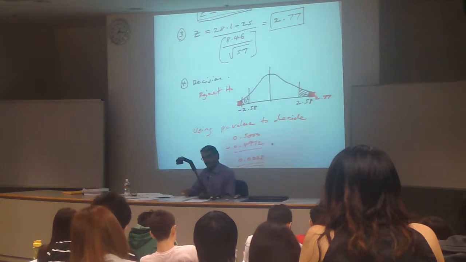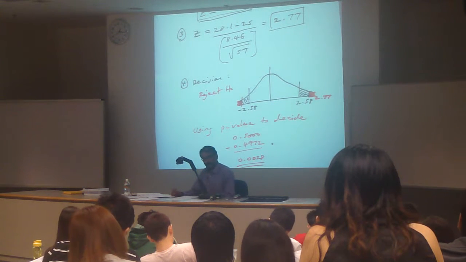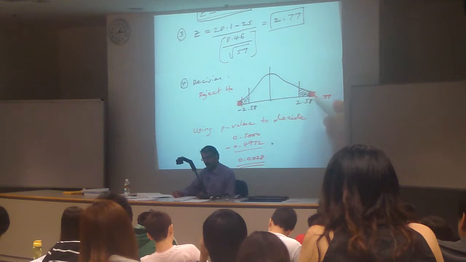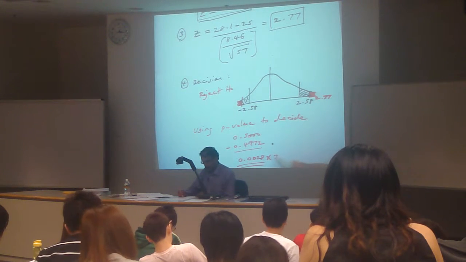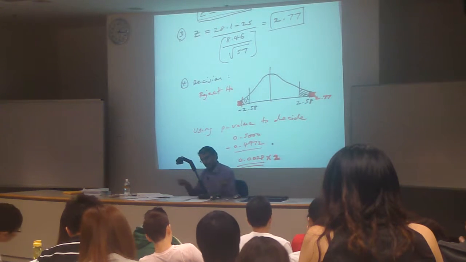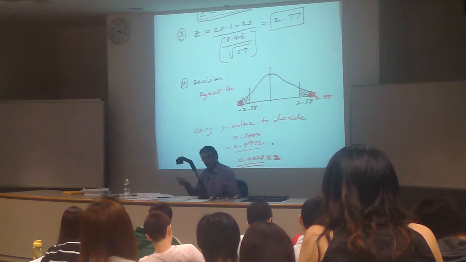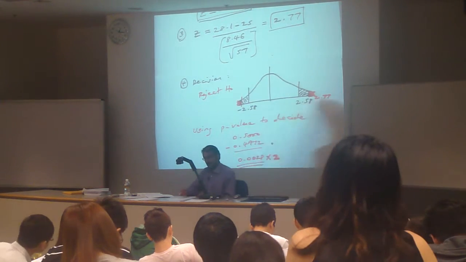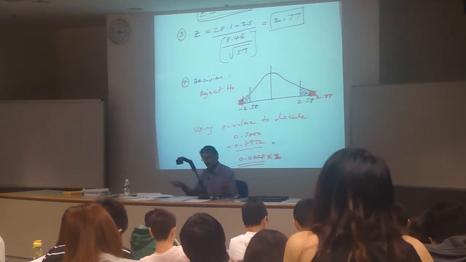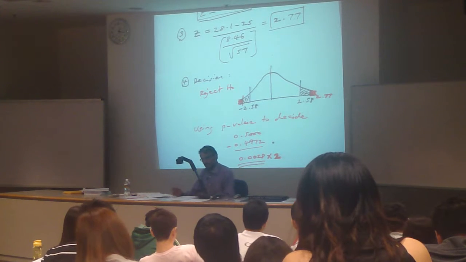Is this one tail or two tail? Whenever two tail, you must take the answer that you discovered and multiply by what? 2. Why multiply by 2? Because the p-value also goes how many sides? In a two-tail, p-value also goes two sides. Alpha goes two sides, p-value also goes two sides.